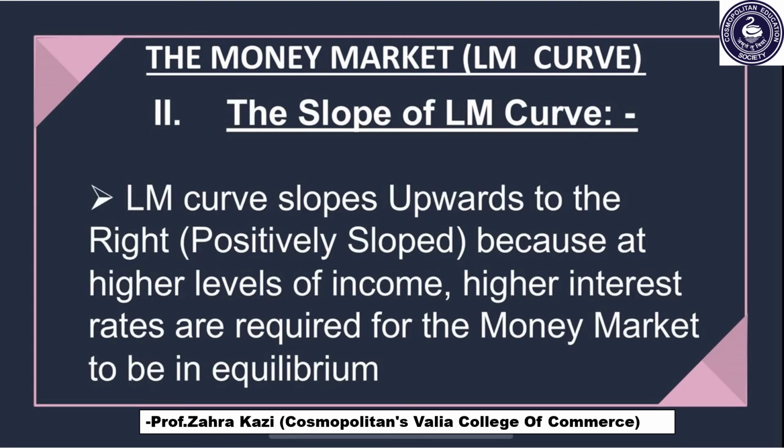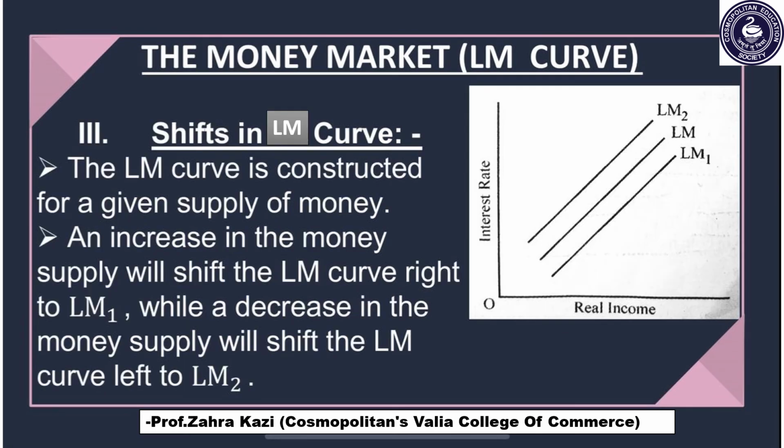The second part under money market, or LM curve, after derivation of the LM curve, is the slope of the LM curve. As we already know, students, the LM curve is upward sloping, which is also called positive sloped, because the higher the level of income, the higher will be the rate of interest which is required so that the money market will be in equilibrium. The last part under money market is the shifts in the LM curve.